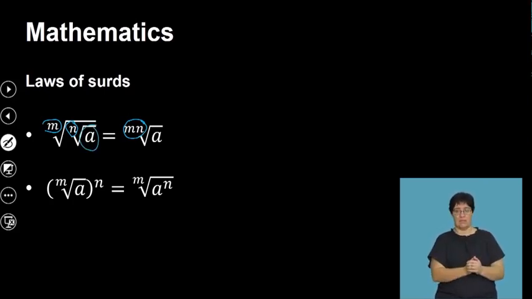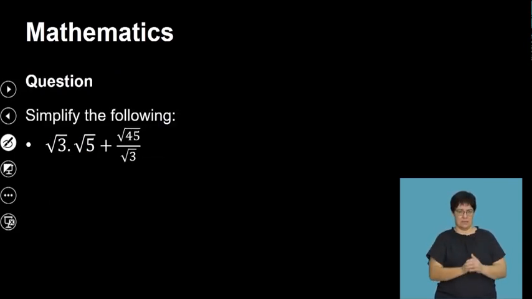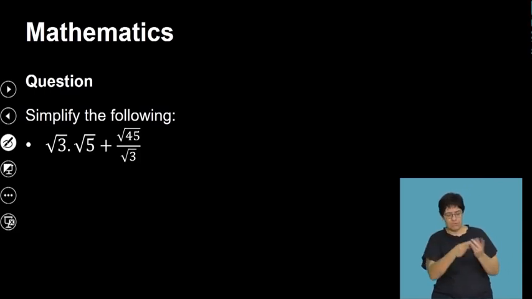And then the last one will be if I have the mth root of a, all of it raised to n, it will be the same as the mth root of a to the exponent of n, right? But let's look at a typical example and actually see how we do this.